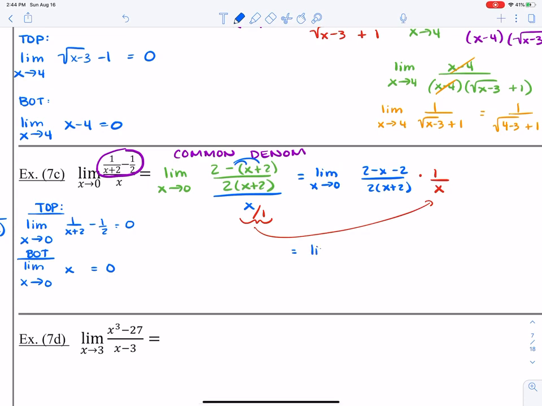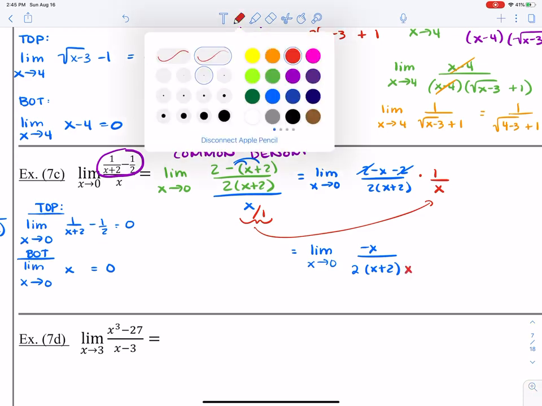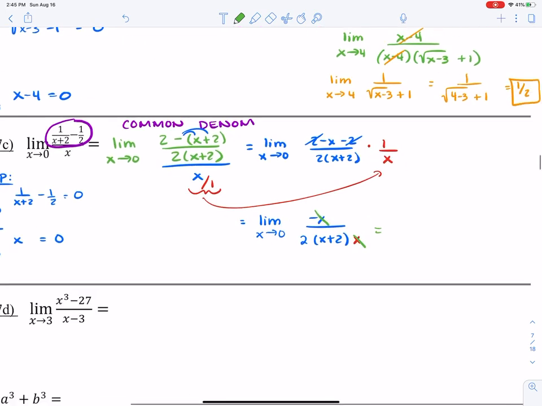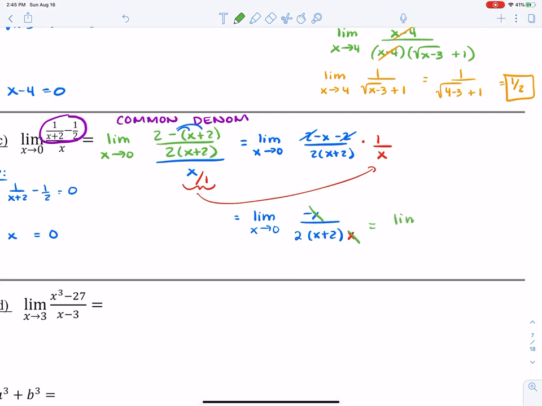So now we have the limit as x approaches 0. My 2's are going to go away, and I have negative x, and then I have 2x plus 2. And then I've got that red x that can now actually be on the bottom here. And so what that does for me is I'm going to get rid of this x and this x. They're going to reduce away to 1. And this thing is now equivalent to the limit as x approaches 0 of negative 1 over 2x plus 2.